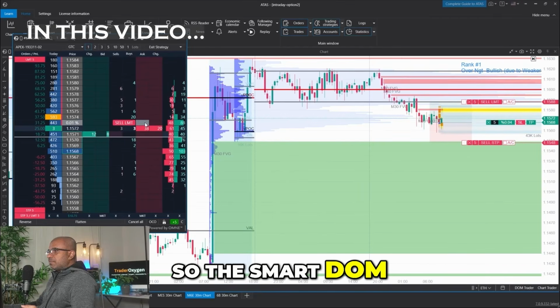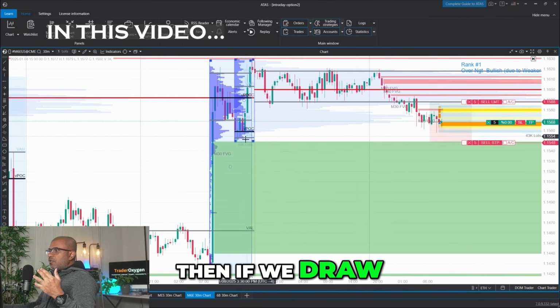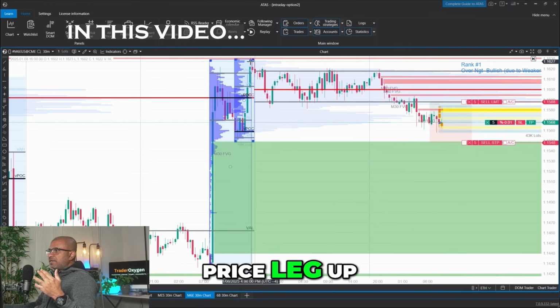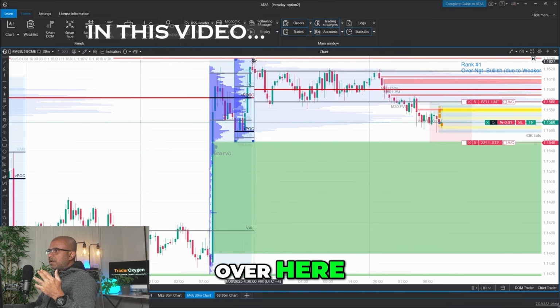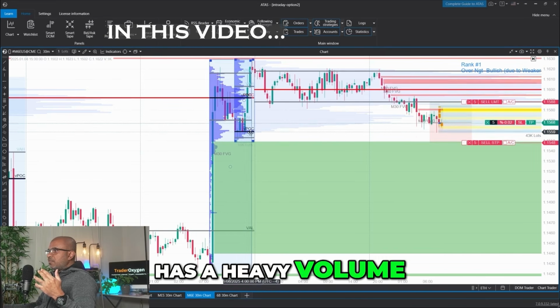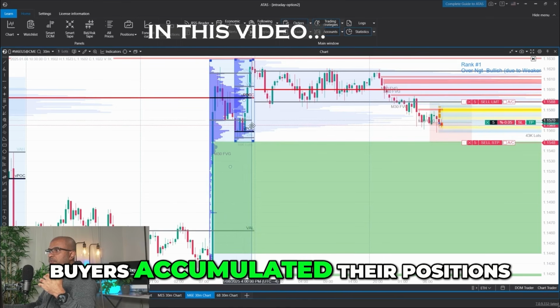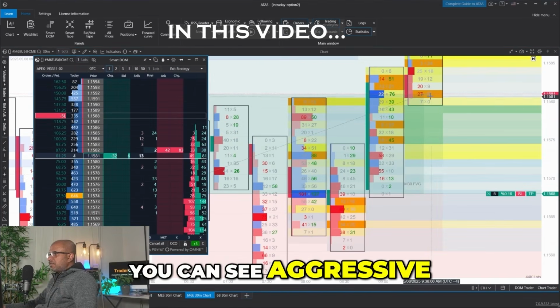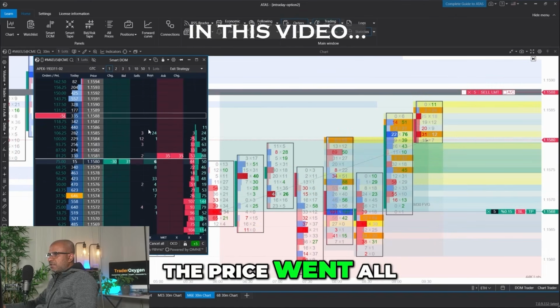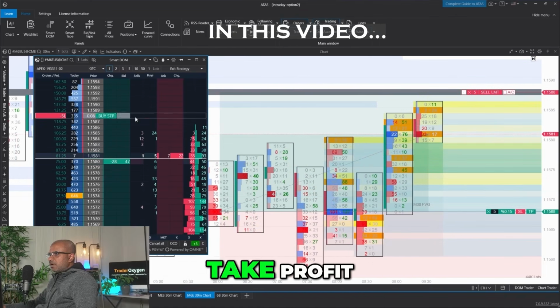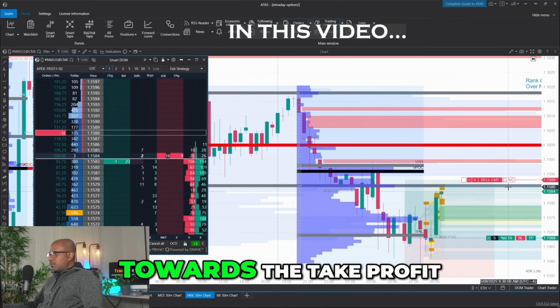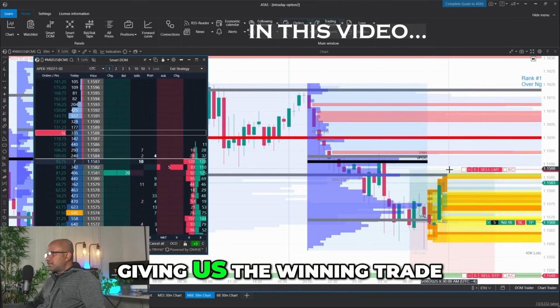The smart DOM tells a picture. If we draw volume profile for this price leg up from over here to over here, you can see there's a heavy volume cluster where smart money and the buyers accumulated their positions. You can see aggressive sellers here. Price went all the way up, getting closer to the take profit. It again shot up towards the take profit, giving us the winning trade.